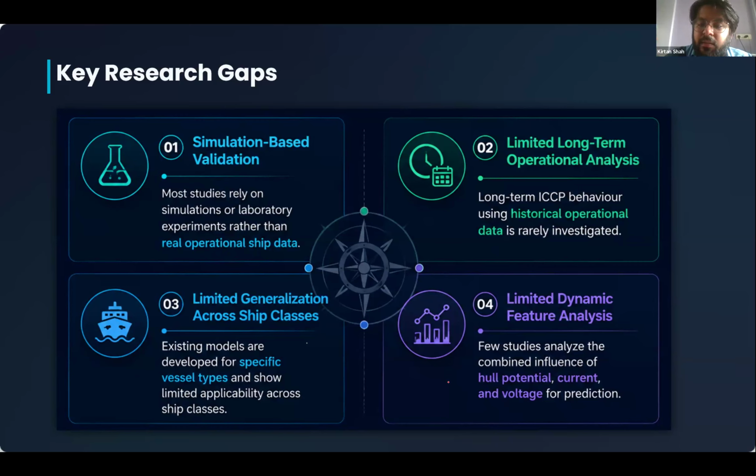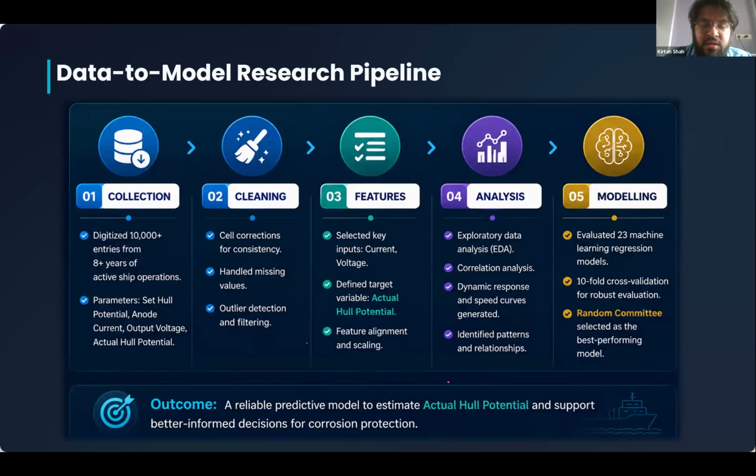The fourth is limited dynamic feature analysis. As we saw, there are many features such as hull potential, set potential, current, voltage. So I have analyzed all the features, which will help to understand the behavior of ICCP system. So, data to model research pipeline.